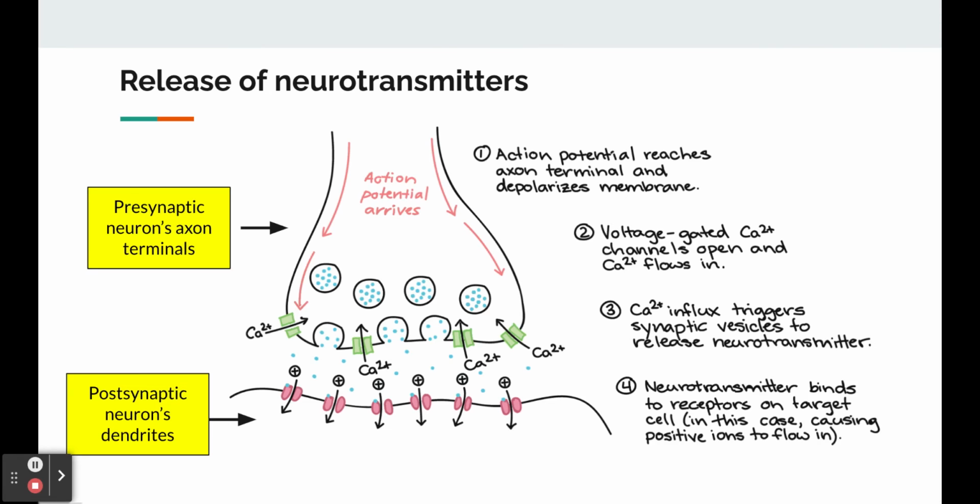The neurotransmitters then bind to receptor proteins found on the dendrites of other neurons. The cycle repeats, and the action potential is passed on to the next neuron. To clarify things, we call the neuron releasing neurotransmitters the presynaptic neuron, and the neuron receiving the neurotransmitters the postsynaptic neuron.